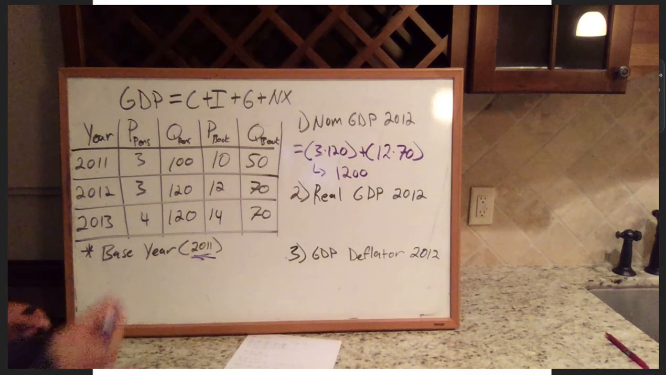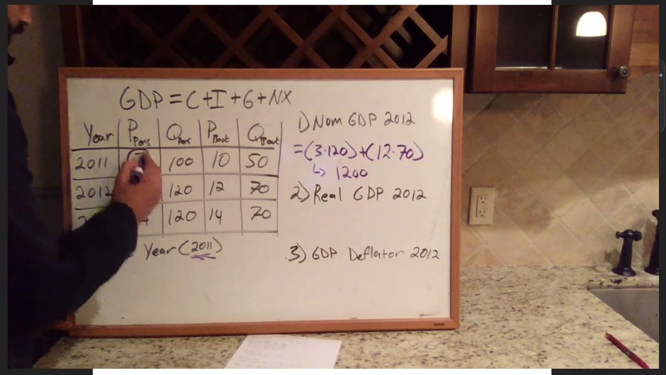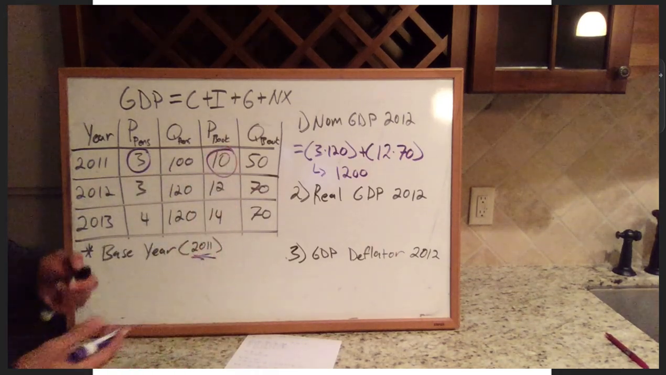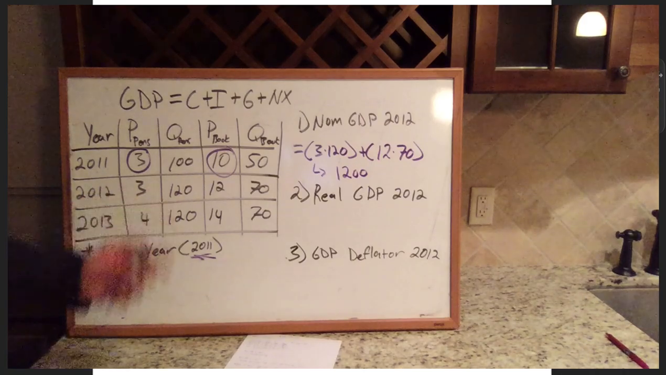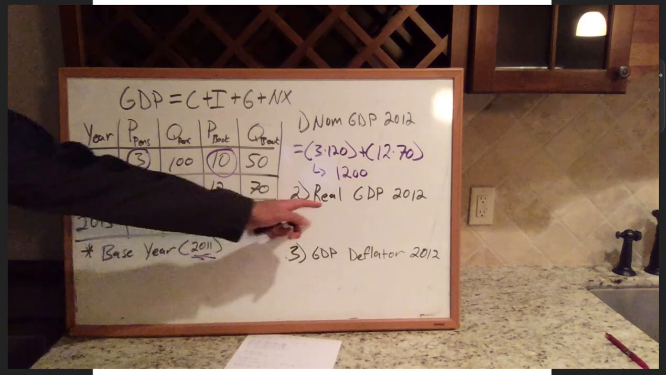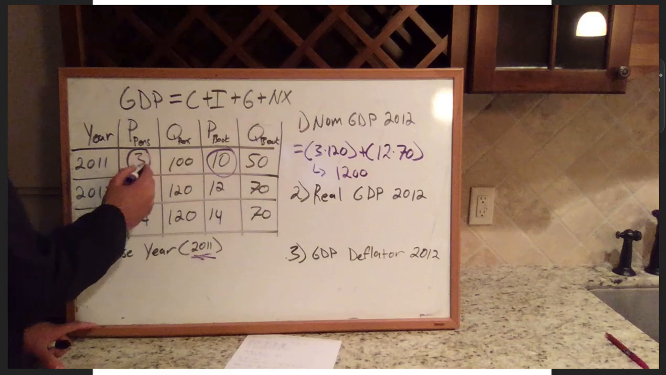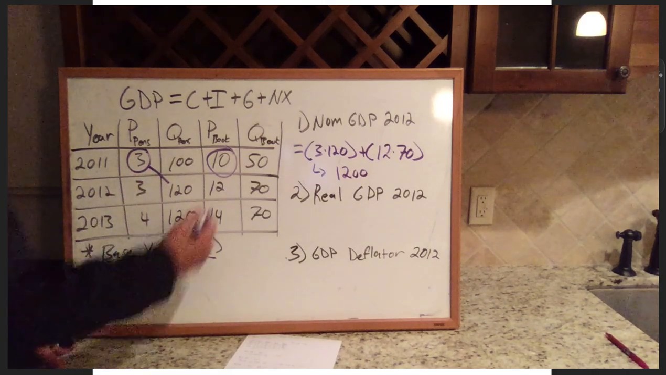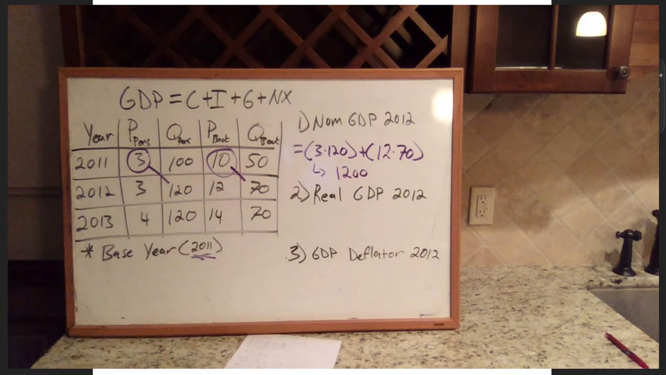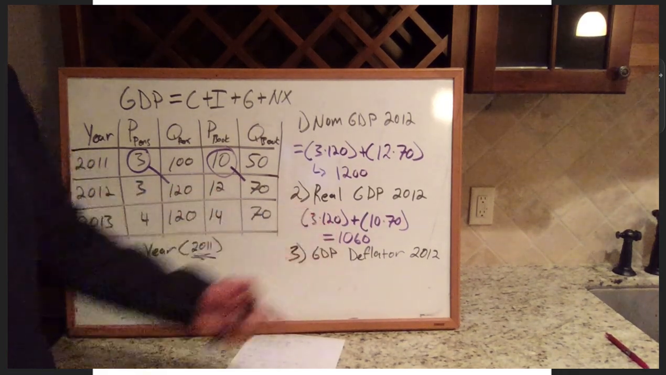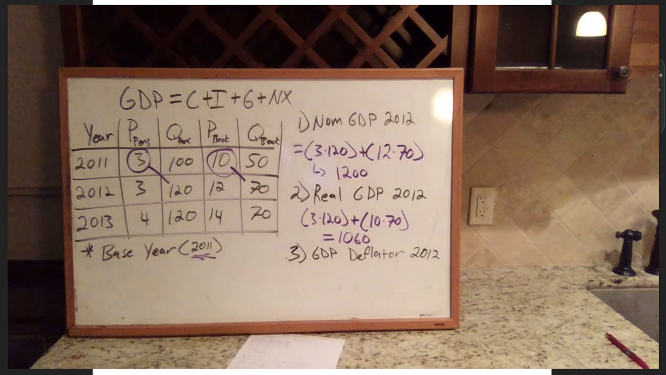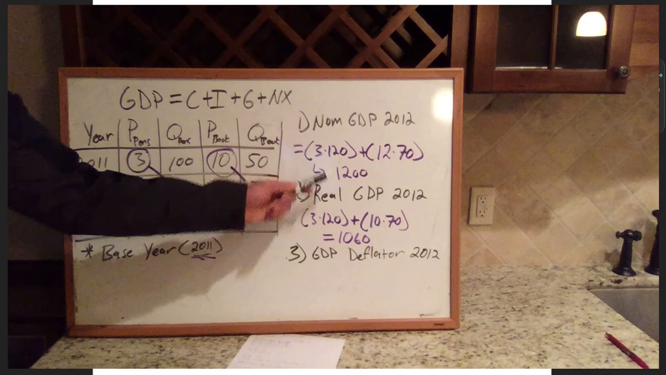Now, we're holding price constant based on our base year. So our base year is 2011. What I always do is just circle it in. If you're given a worksheet or if you're given it on a test, just circle in what it is. Now, we want to calculate the real GDP in 2012. So it's going to be 3 times 120 and then 10 times 70. So now if you carry out the math, again, I just wrote it down here. It's $1,060.